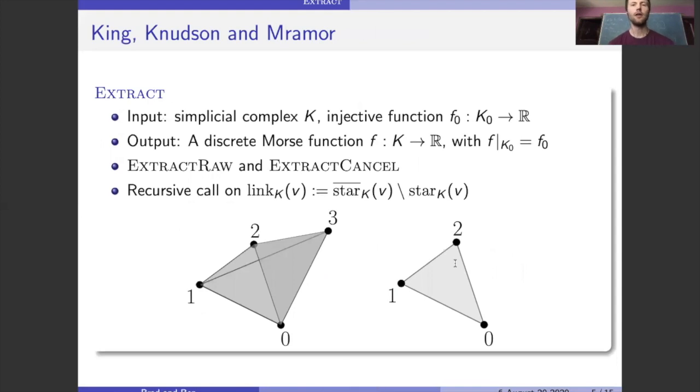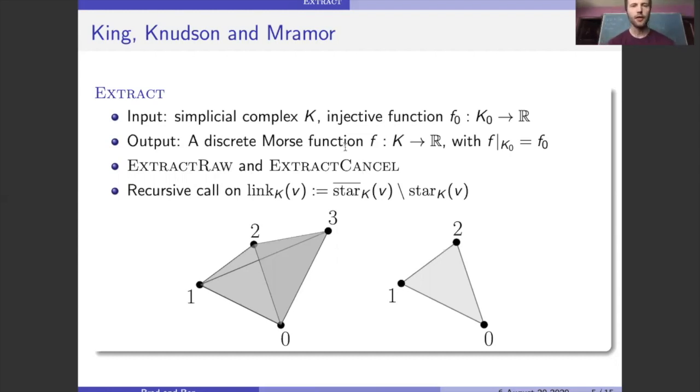King, Knudson, and Mramor give an algorithm to do just this. The title of their algorithm is Extract. It takes a simplicial complex and an injective function from the vertices to the reals and gives us a discrete Morse function that agrees with the values on the vertices. Their algorithm consists of two sub-algorithms, Extract Raw and Extract Cancel. Our work mainly focuses on Extract Raw, which generates an initial discrete Morse function with potentially more than minimal critical values, and then Extract Cancel cancels these critical values.